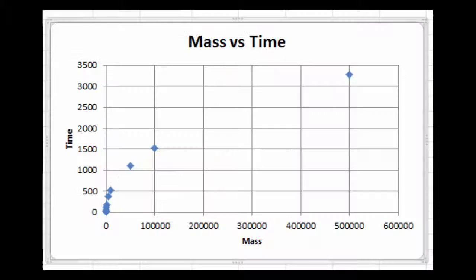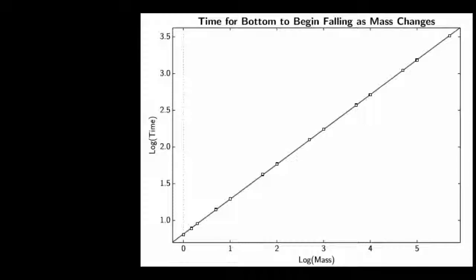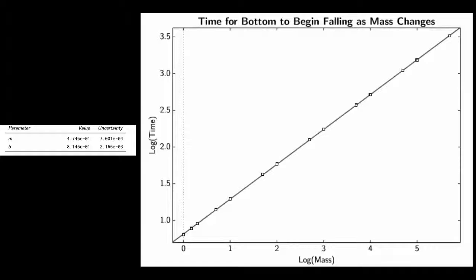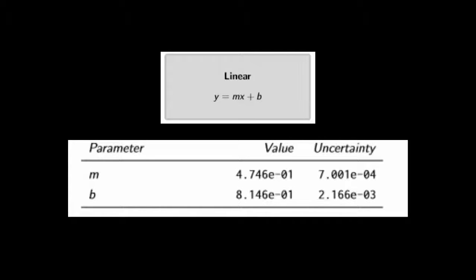Here's my original data, and here's its graph. We can see that it looks very logarithmic. Plotting the log of the mass against the log of the time reveals a set of data that looks incredibly linear. This is the line that is revealed by the linear fit, and its parameters are on the side. M is the slope of the line, and it's about 0.48. Let's look at this number, investigate it a little bit further.